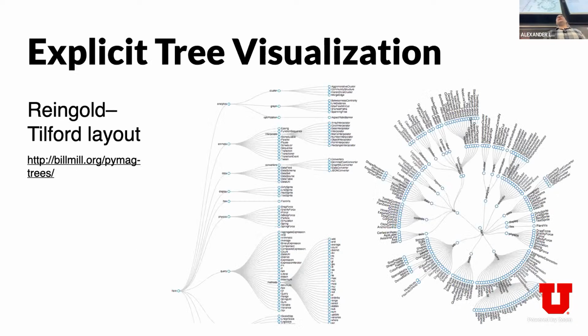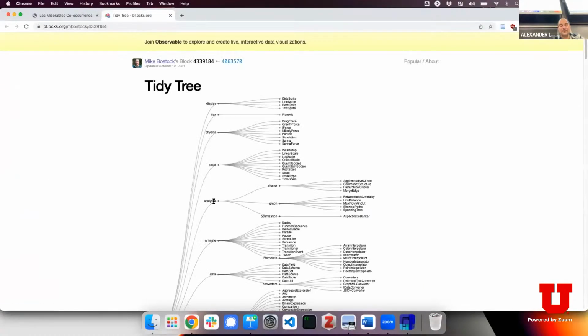And so, for regular graphs, we have two types: the node link diagrams and the matrices. And for trees, we have the node link diagrams and implicit layouts. I'll start off with these node link diagrams, the explicit tree visualizations, right? The one thing that is most familiar for everybody is this kind of visualization here, right? So these trees that we all know.